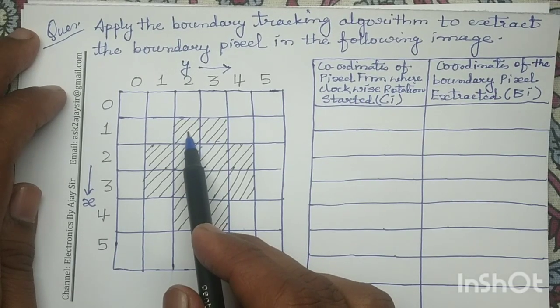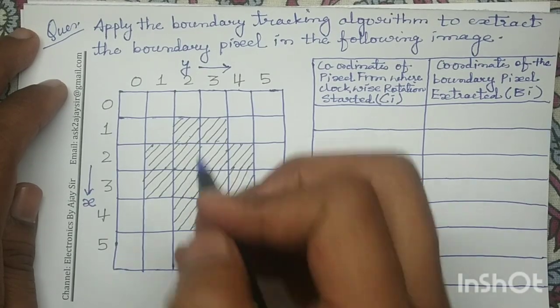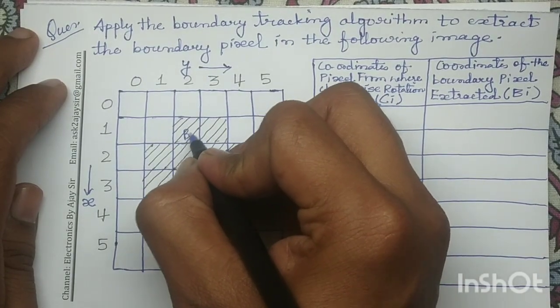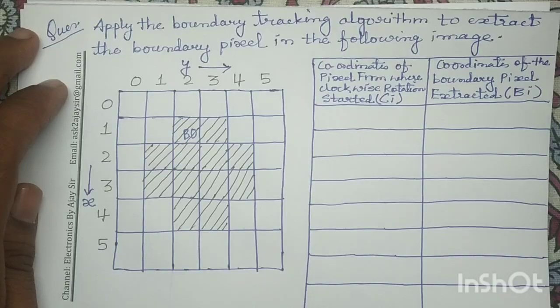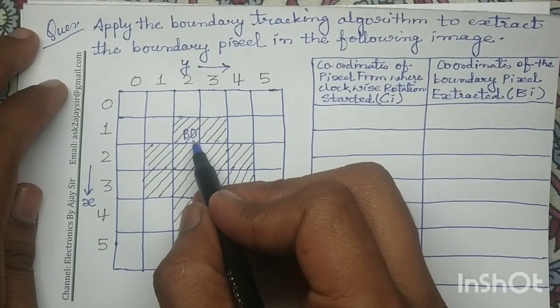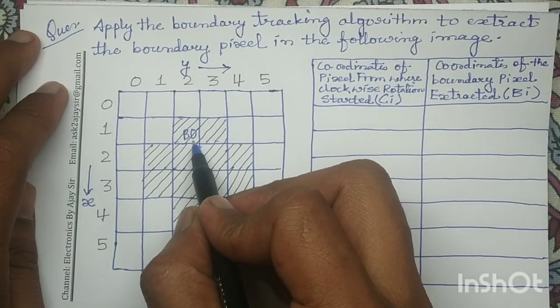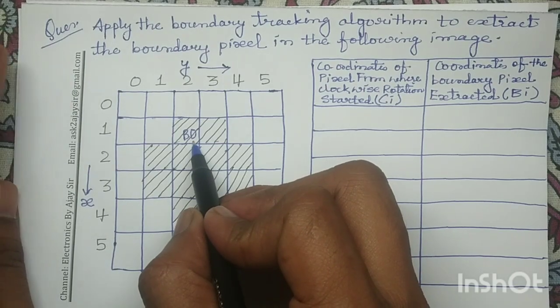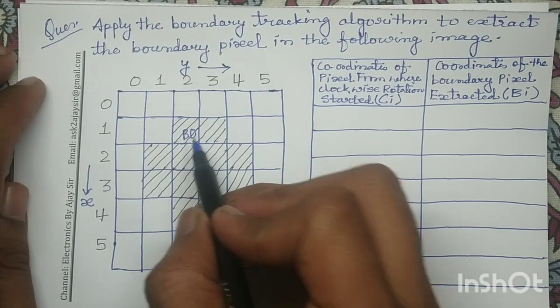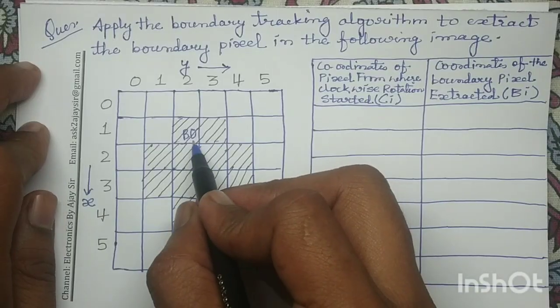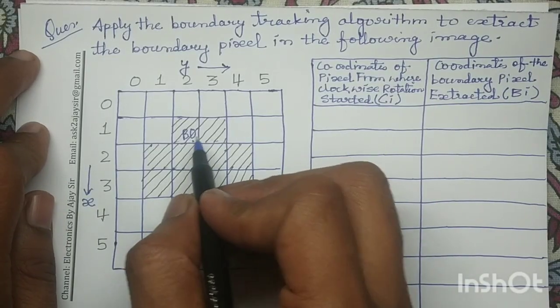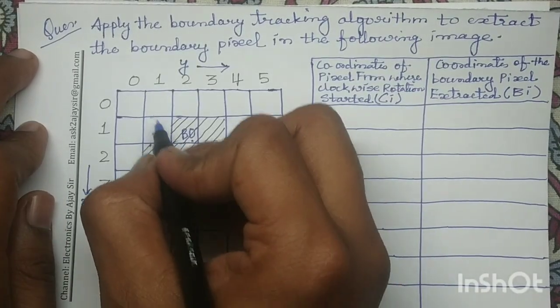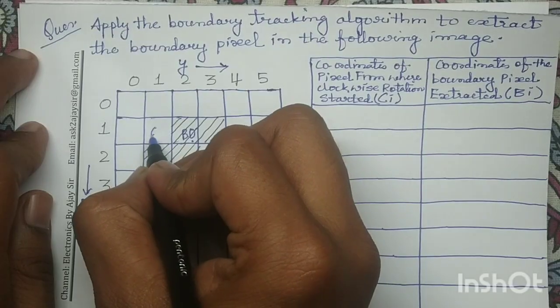So we will mark this boundary pixel as B0. We will mark this object pixel as B0. Now from B0 we have to target the west pixel. The west pixel of this B0 is this one. So we will write it as C0.